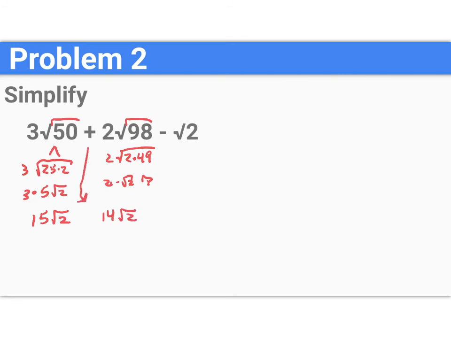Bring down your sign. Minus 1 root 2. Now that they're all root 2's, we can combine them. 15 plus 14 is 29, minus 1 is 28 root 2. And that's how you would combine it.